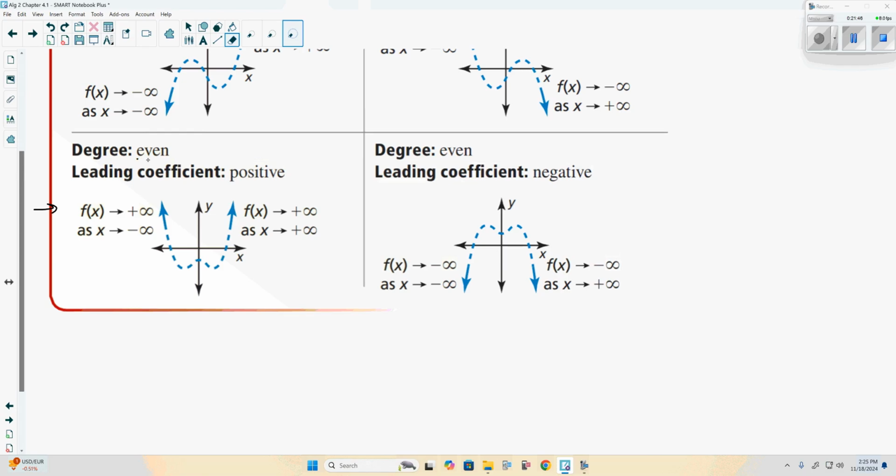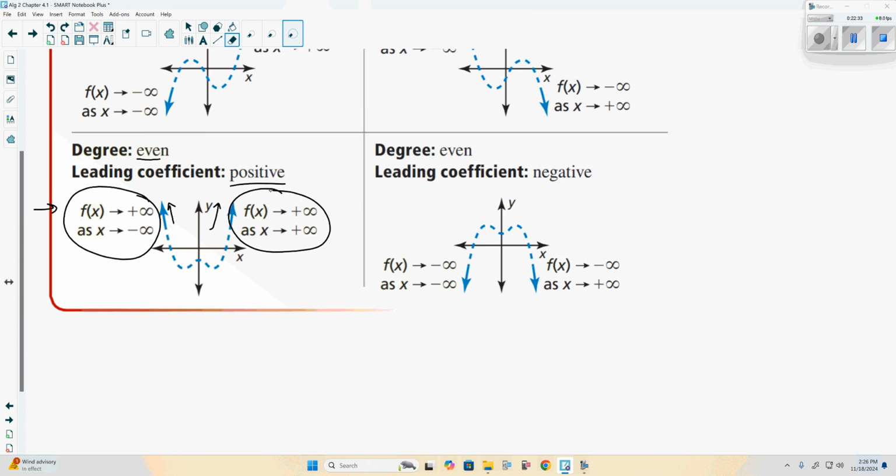If the degree is even and the leading coefficient is positive, we're saying that eventually the two ends of the function are both going to go up. So we'd say the end behavior would be these two pieces here: f of x approaches positive infinity as x approaches negative infinity. As we plug in smaller and smaller values of x, the function is going to equal a bigger and bigger positive number. F of x approaches positive infinity as x approaches positive infinity. As we plug in bigger and bigger numbers, the function is going to continue to go up.